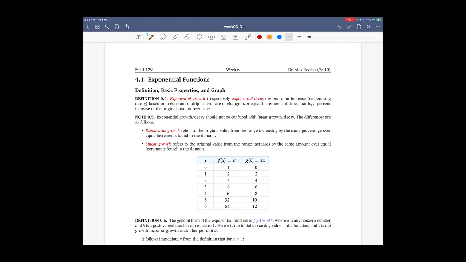Welcome back to week 6 of pre-calculus. Our last topic this week is exponential functions.